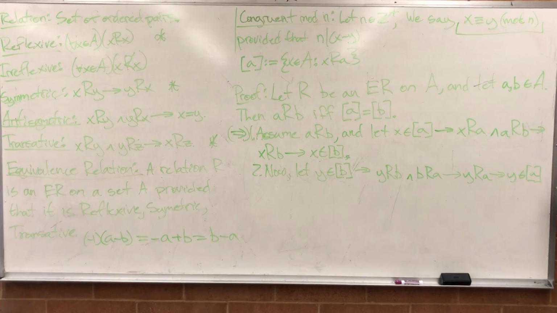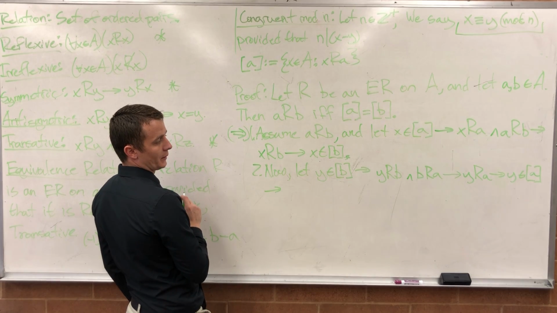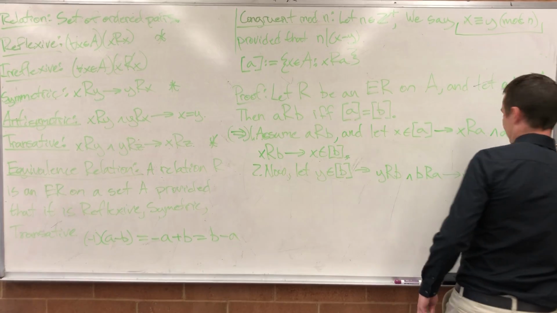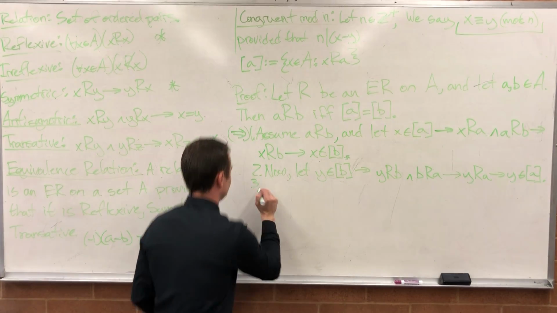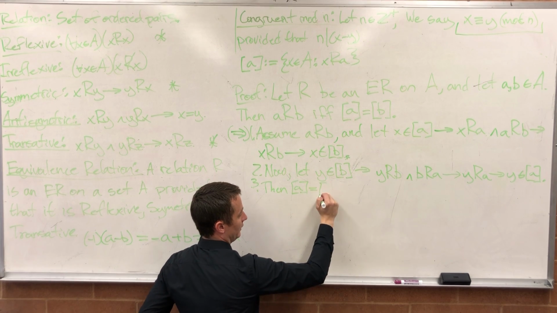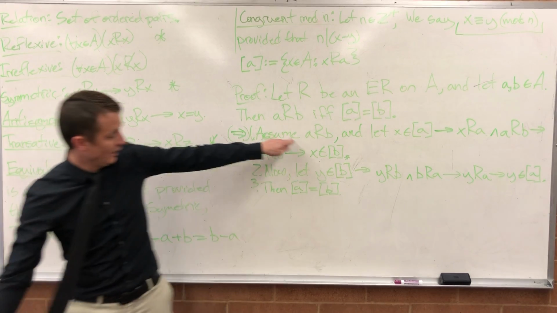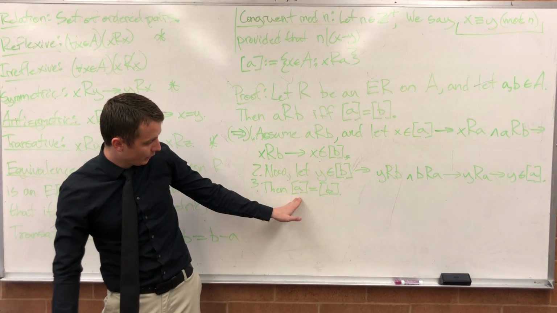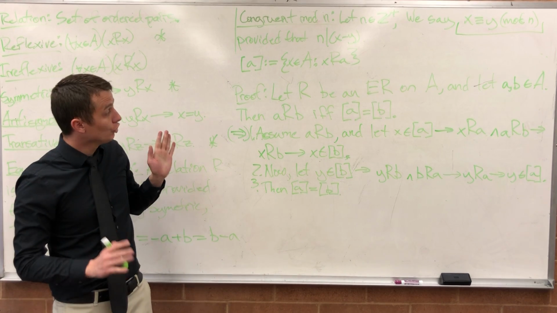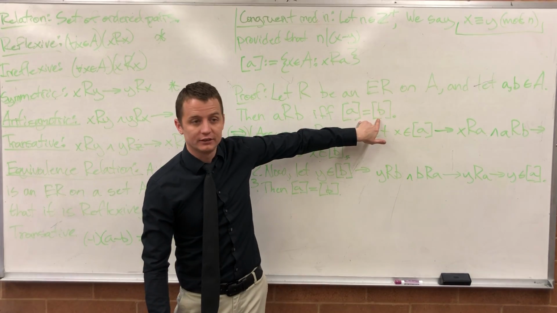So then Y is in A's equivalence class, which gives us, as we had last time, that the equivalence class of A is equal to the equivalence class of B. That's what we've shown so far. So we just showed that if A is related to B, then the equivalence class of A is equal to the equivalence class of B.